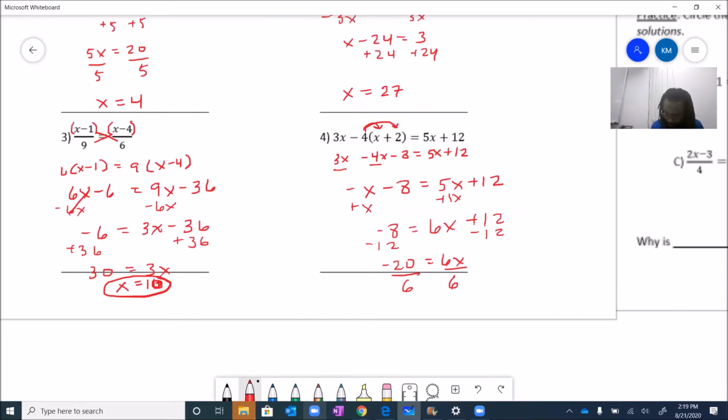And that will give me x equals -20 over 6, which we could be done, but we wouldn't be correct all the way because we need to make sure that we simplify this fraction. Both of these can be divided by 2, right? And so x would be better written as -10 over 3.